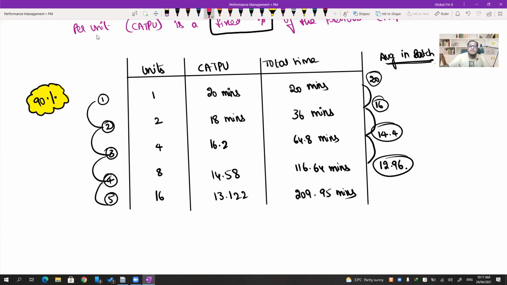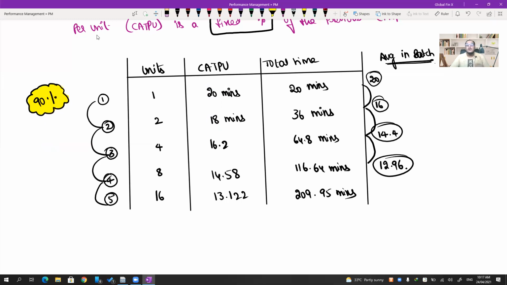Please understand, this is not the efficiency rate. To be very honest, if the learning rate is 90%, efficiency has increased by 10% only. See, from 20, it became 18. That means a 10% increment in the efficiency level. 2 minutes it reduced, 10%. If the learning rate is 60, efficiency has increased by 40%. That is how you should understand it.